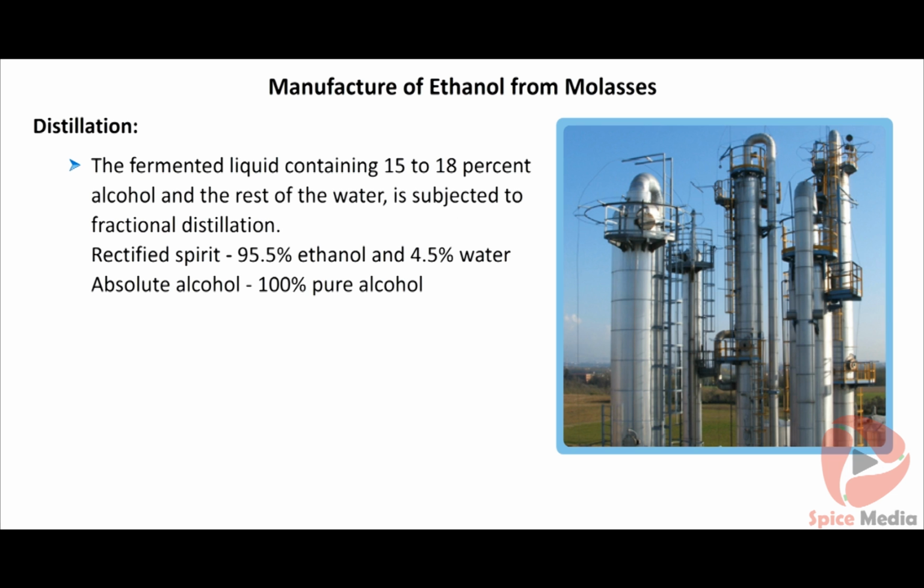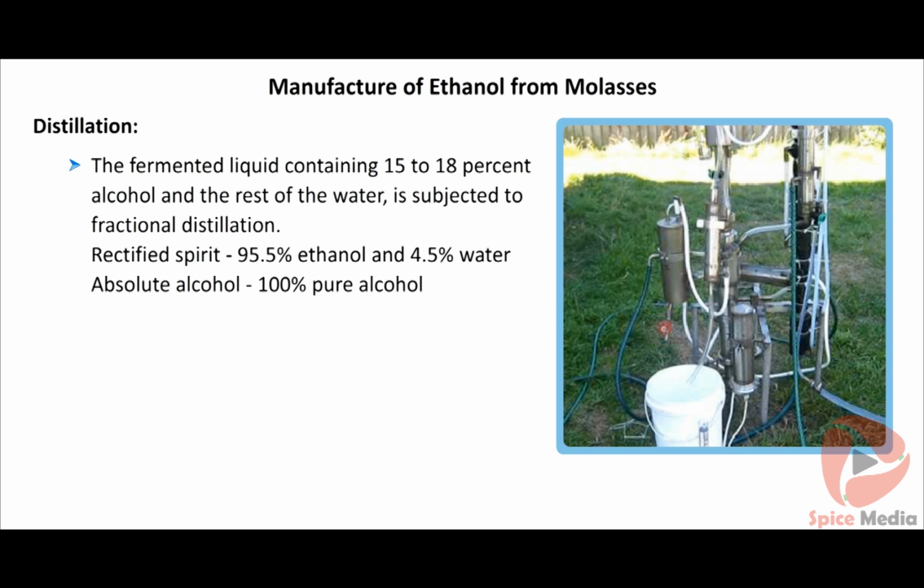The fermented liquid containing 15 to 18% alcohol and the rest water is now subjected to fractional distillation. The main fraction drawn is an aqueous solution of ethanol which contains 95.5% of ethanol and 4.5% of water. This is called rectified spirit. This mixture is then heated under reflux over quicklime for about 5 to 6 hours and then allowed to stand for 12 hours. On distillation of this mixture, pure alcohol 100% is obtained. This is called absolute alcohol.